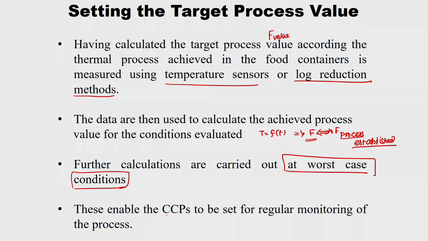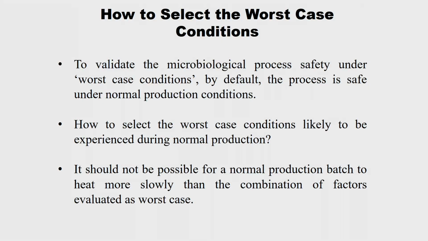So these enable the CCPs, in the sense critical control points, to be set for regular monitoring of the process. So these worst conditions enable the CCPs to be set for the regular monitoring of the process. For example, it need not always be the temperature. For example, I can reduce the log level by using the salt concentration or water activity. In such cases, the particular water activity or particular salt concentration is to be checked for worst conditions. So how to select the worst conditions?